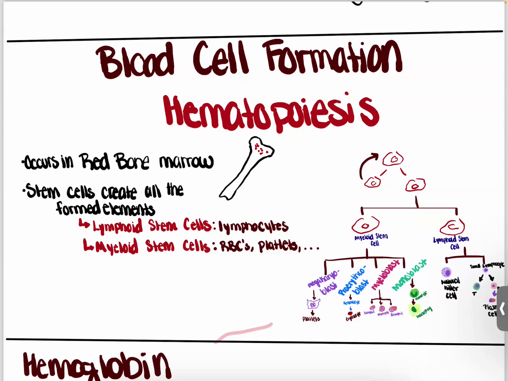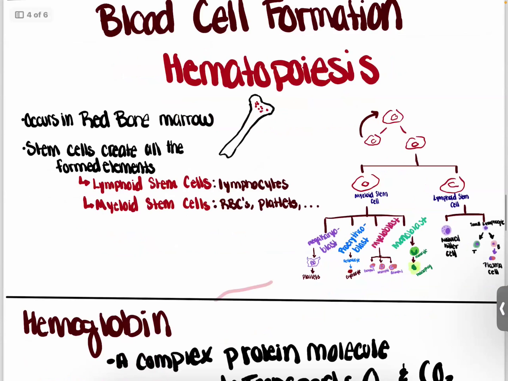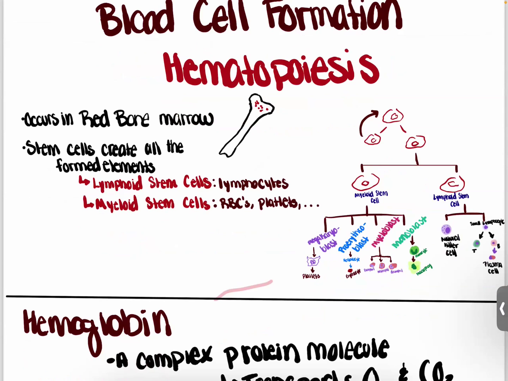These stem cells within the red bone marrow are what create the formed elements of platelets, red blood cells, and white blood cells. We have two kinds of stem cells. Lymphoid stem cells create our lymphocytes, so our immune and allergy response blood cells. And then we have the myeloid stem cells, which create our red blood cells, our platelets, and anything else you can think of. And this small depiction over to the right, you can see how they differentiate.